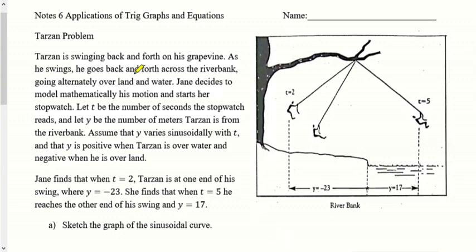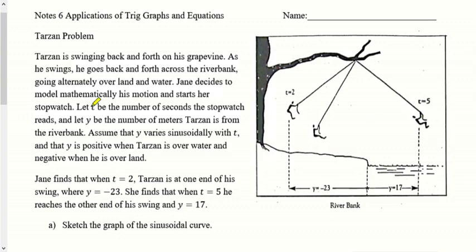This video is Note 6, Applications of Trig Graphs and Equations, and we're looking at a Tarzan problem. So we have Tarzan, and he is swinging back and forth on a grapevine. As he swings, he goes back and forth across this riverbank, going alternately over land, that's this part, and over water, that's over here. Jane decides to model mathematically his motion and starts her stopwatch.